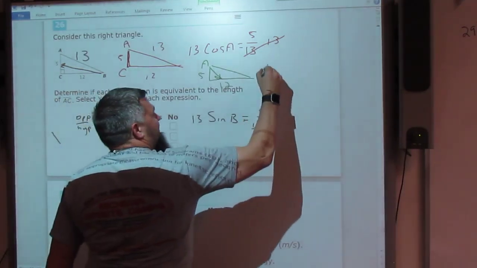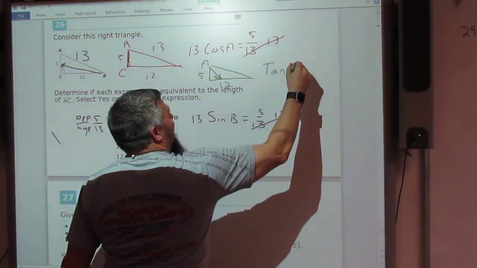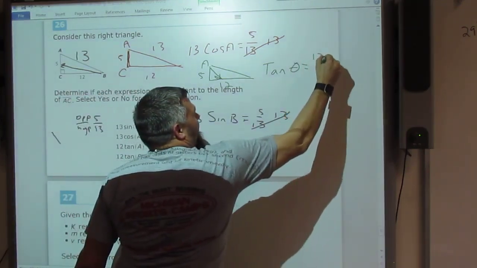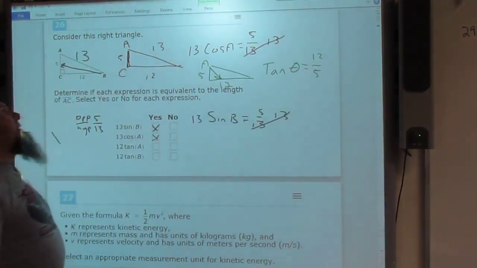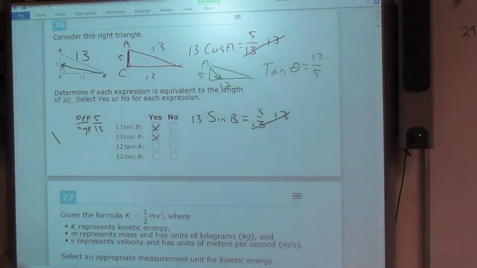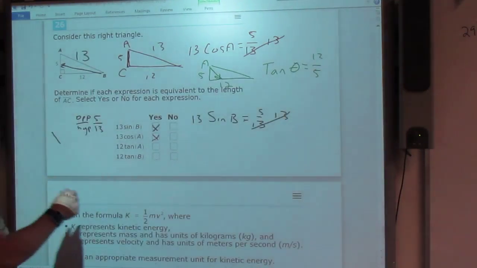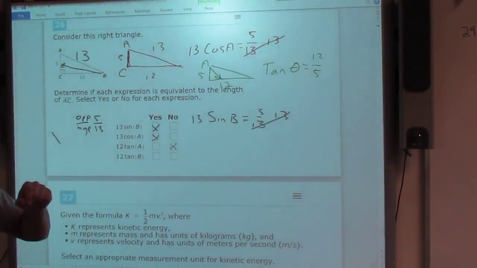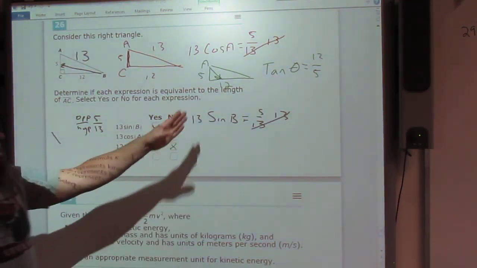So the opposite is 12, and the adjacent is 5, right? So tangent is opposite, 12 over 5, and the whole time we really wanted 5 on top, right? So we actually just want the other one. So this one's a no, but the tangent of B should go the other way.